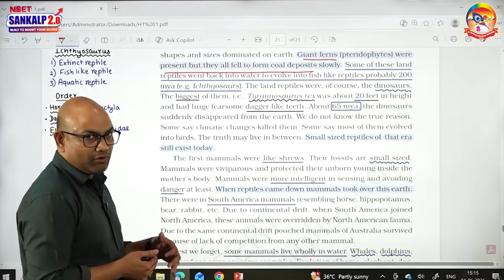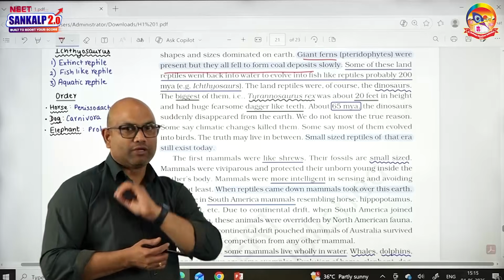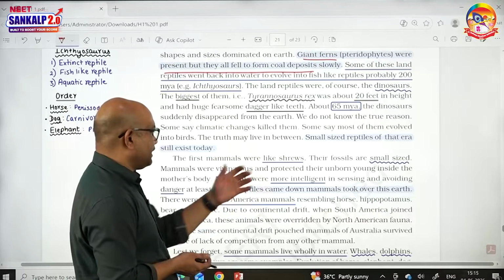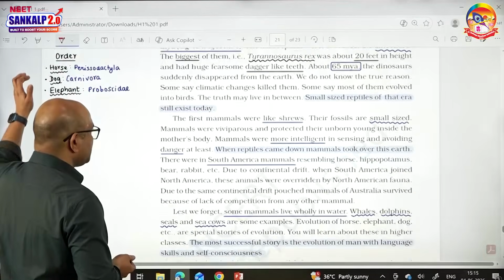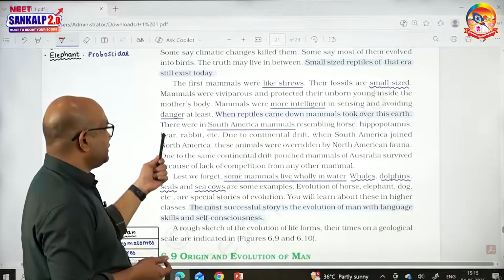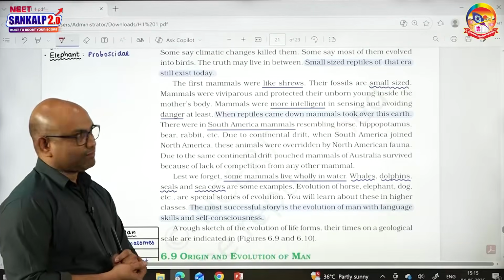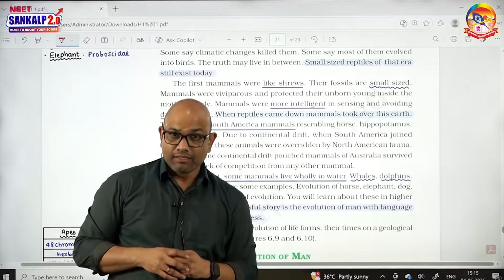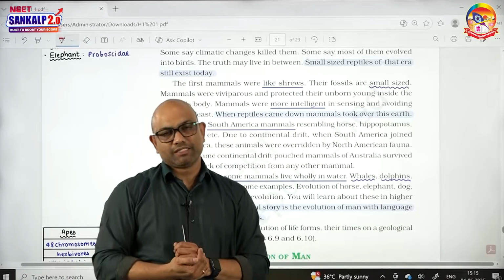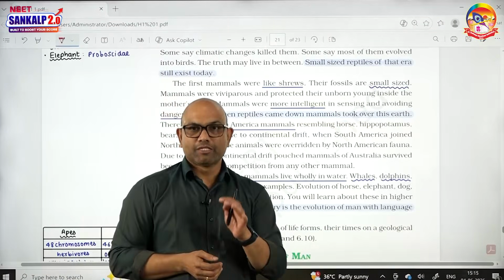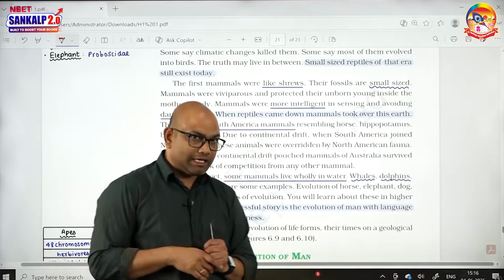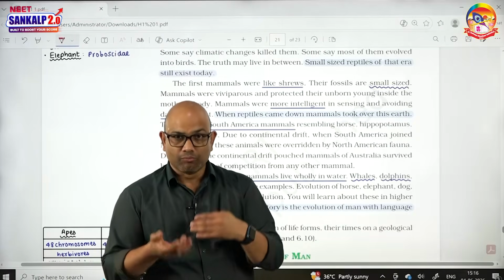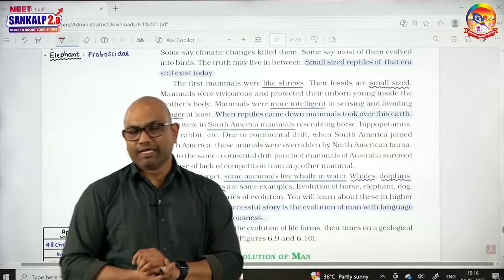The initial mammals that evolved were shrew-like, very small, because we found early mammal fossils, and they are very small. And mammals are viviparous. Mammals protect their unborn young inside the uterus, and they have self-consciousness. Here one example is given: after continental drift, when the South American plate joined North America, North American species overrode the South American species. That is one point. Due to competition, South American species became extinct. And after the continental drift, when the Australian plate separated from the Asian plate, due to less competition, more marsupial evolution happened in Australia.